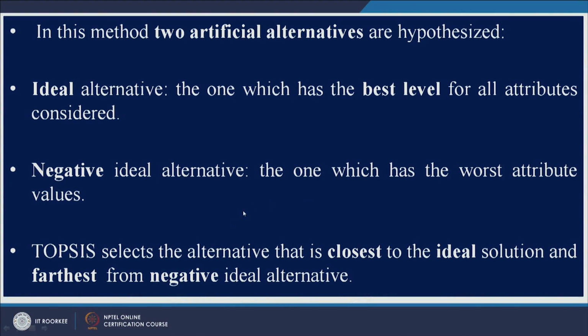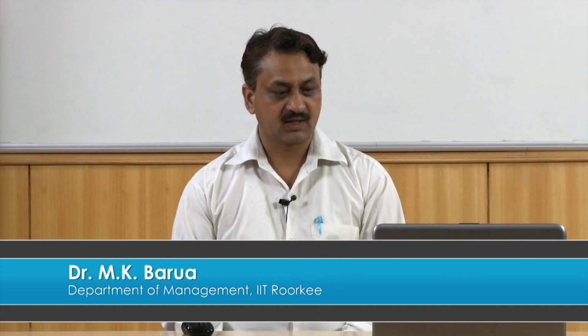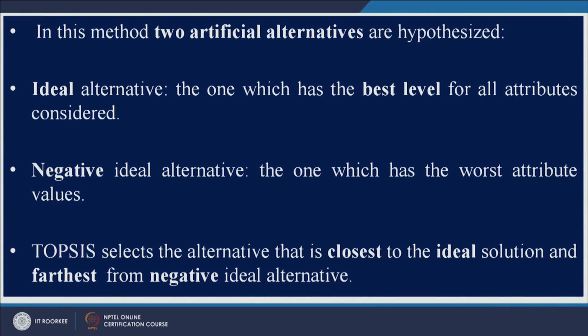When I say negative ideal solution, it means the one which has the worst attribute values. So, it is a solution which is completely opposite to your ideal solution, right. So, let us say if P is P plus, the negative solution would be P minus, right. So, that kind of situation you can think of. So, what we generally do in TOPSIS, it selects the alternative that is closest to the ideal solution and farthest from the negative ideal solution. So, that is the principle of TOPSIS method.